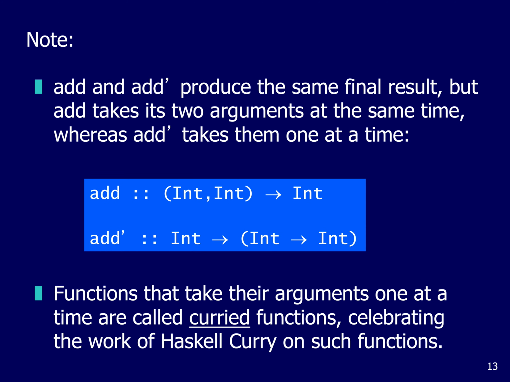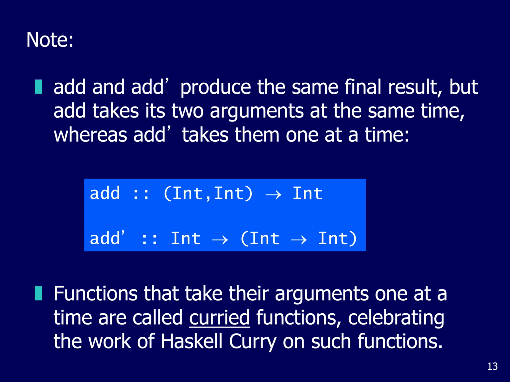as a result. There's a couple of points to note here. The first one is that add and add prime produce the same final result, but they take their arguments in a different way. In particular, add takes two arguments at the same time, packaged up as a pair, and you can see that reflected in its type in the blue box here. Add takes a pair of integers as its parameter, whereas the add prime function takes them one at a time. It takes a single integer and then gives you back, as a result, a function which is taking the second integer. So they produce the same result, but they take their parameters in a different way.